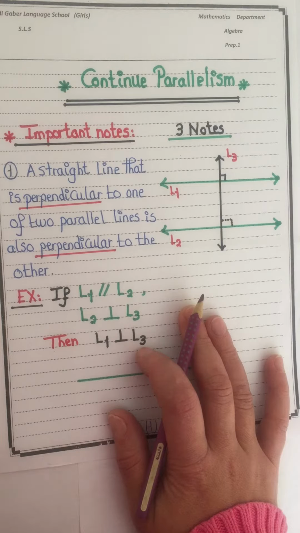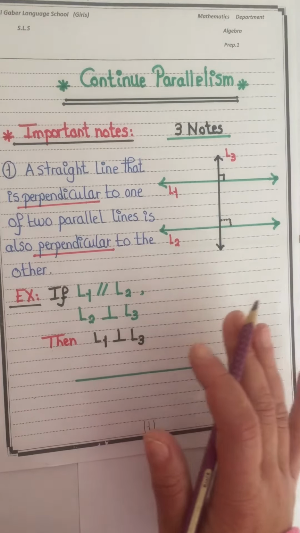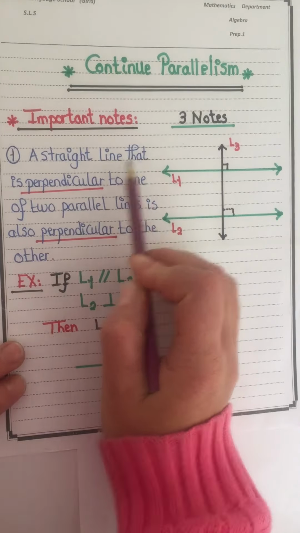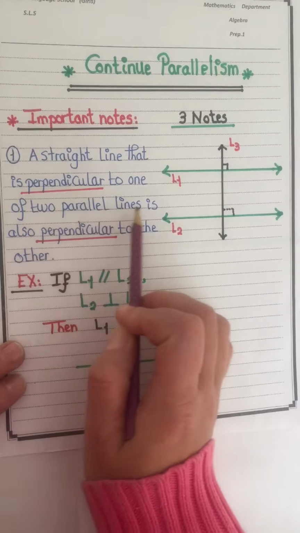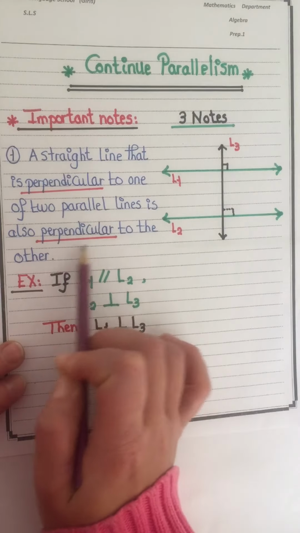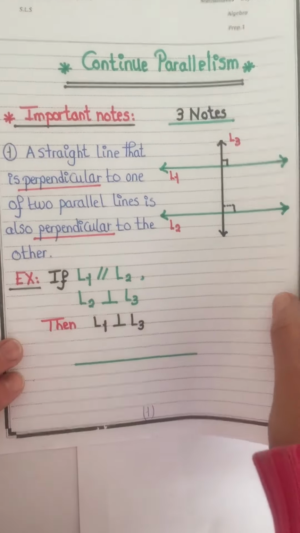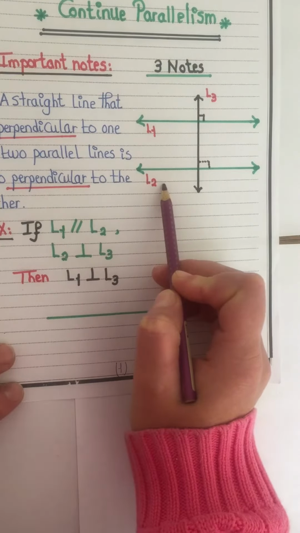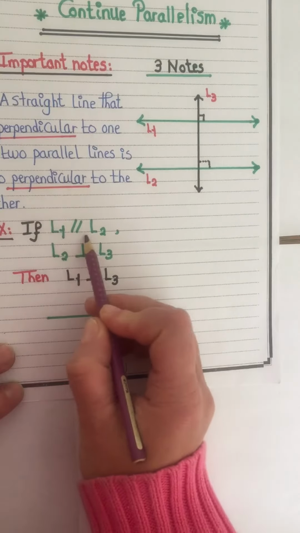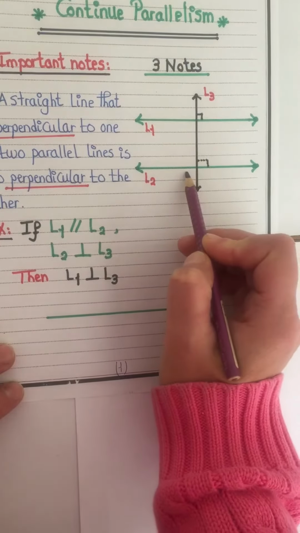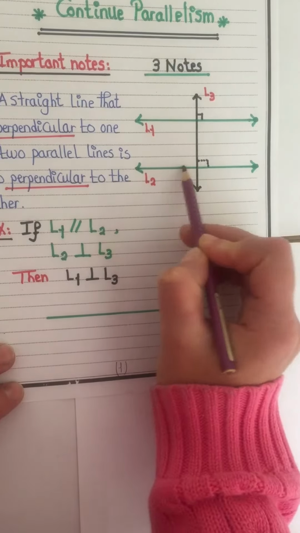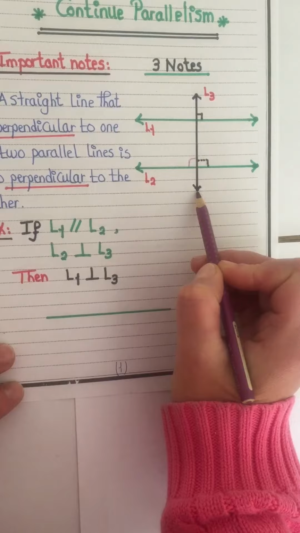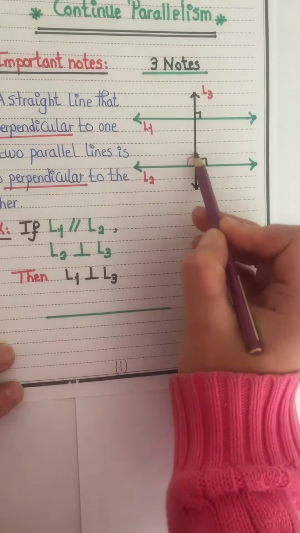Okay, let's continue parallelism. We have important notes. First one says that a straight line that is perpendicular to one of the two parallel lines is also perpendicular to the other. What is the meaning of this? For example, here we have L1 and L2, okay? So he said if L1 is parallel to L2 and L2 is perpendicular on L3, this means L1 will be perpendicular on L3.